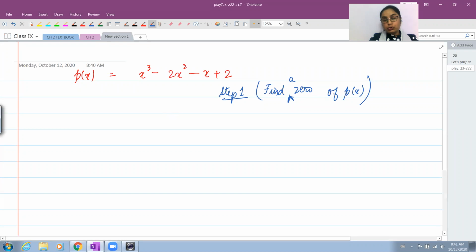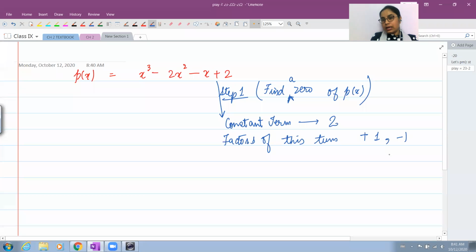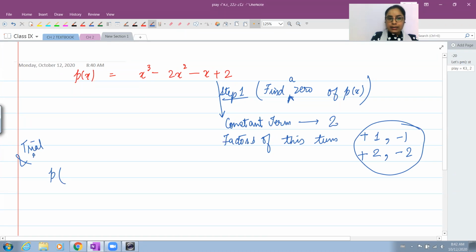And you are not going to use trial and error as such. There is a condition you can use. So always start with your constant term. Constant term is 2 and look at the factors of this constant term. So you will have a positive 1 as its factor, negative 1 as its factor, positive 2 as its factor, negative 2 as its factor. And you are going to try the values out of these. आप लिखने से पहले माइंड में भी कर सकते हो कि कौन सी वैल्यू यूज करें तो पॉलिनोमियल जीरो बनेगा. And here I am going to do trial and error.